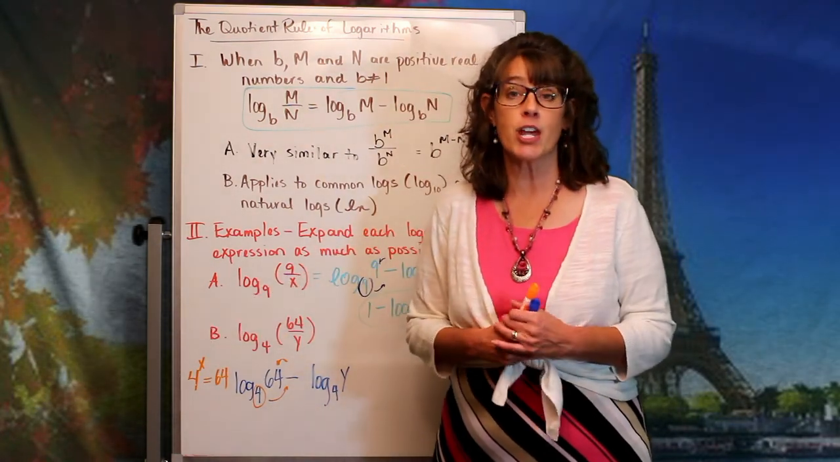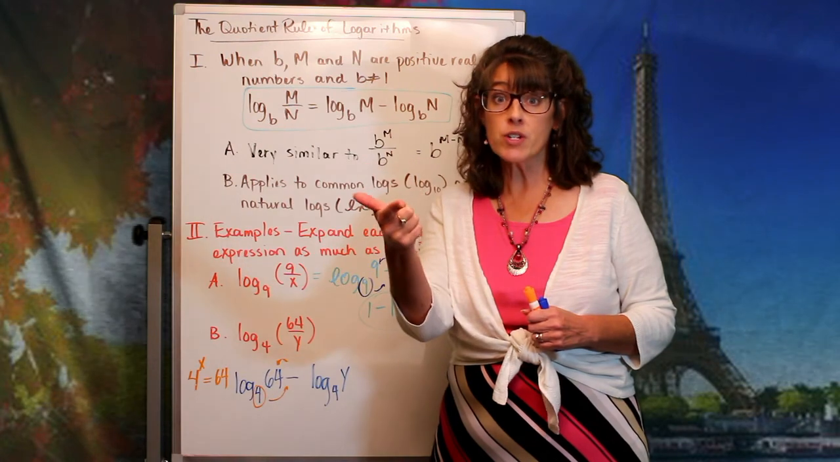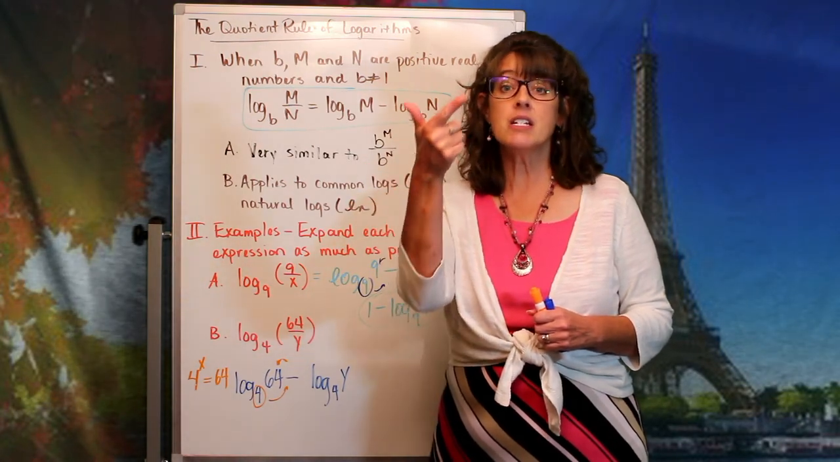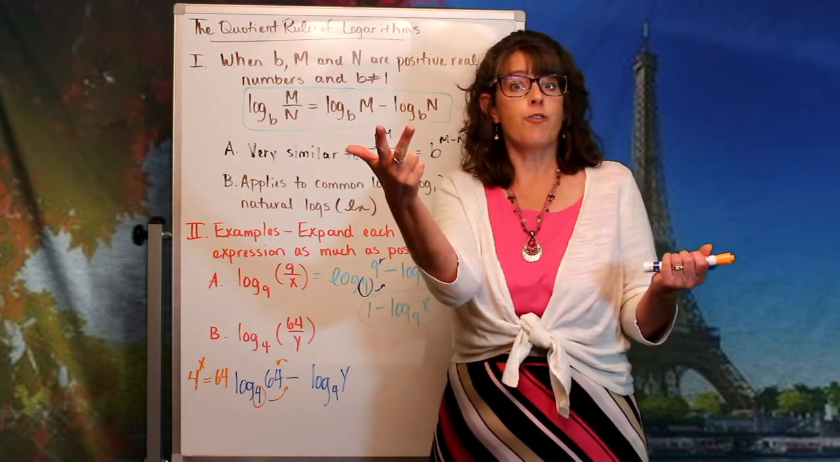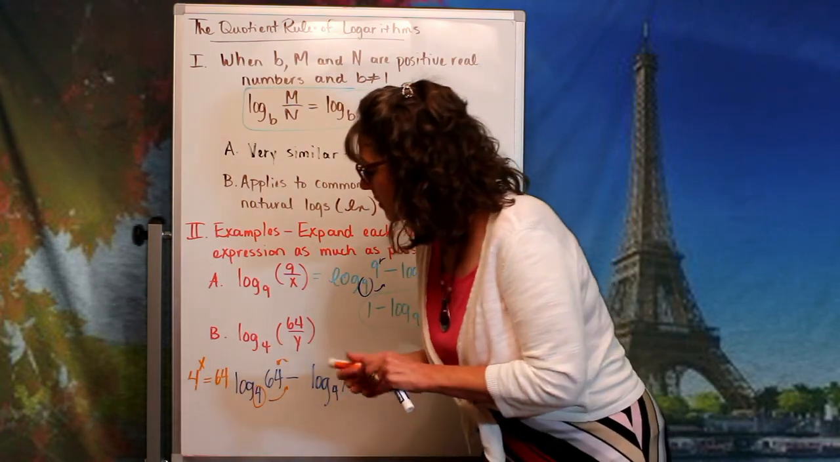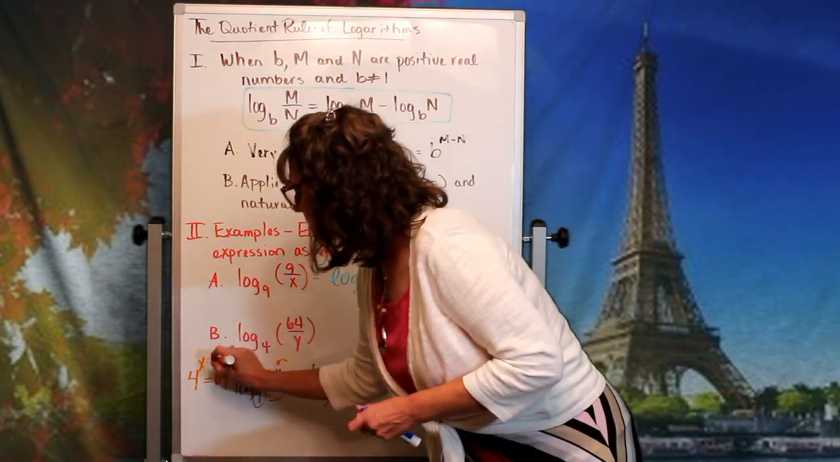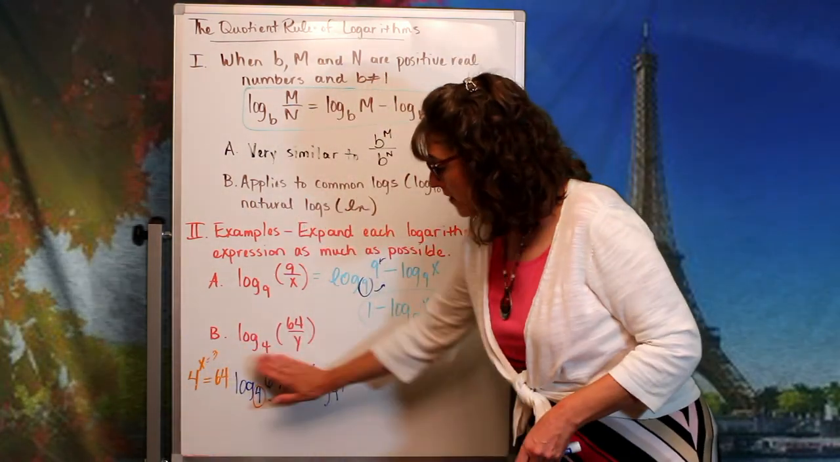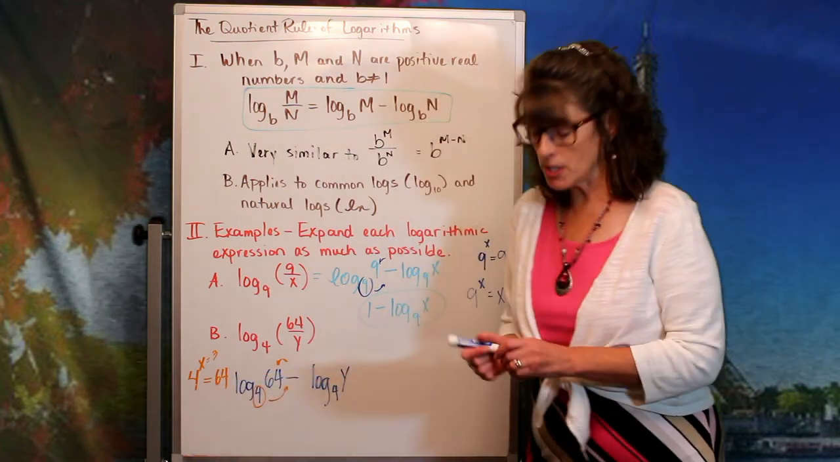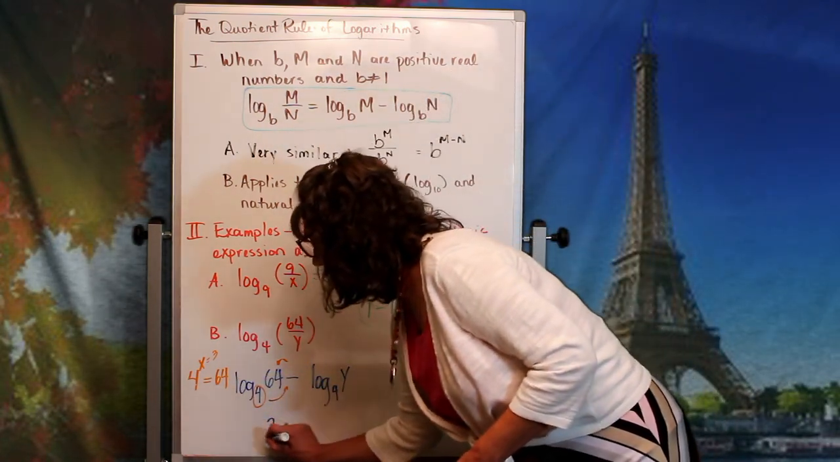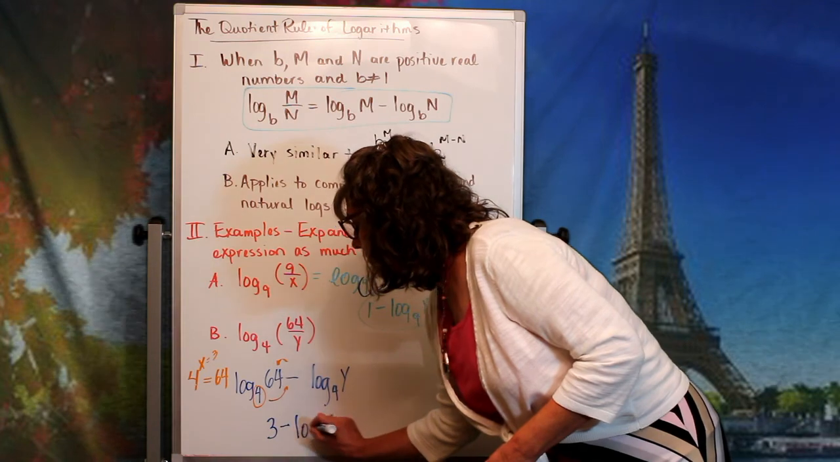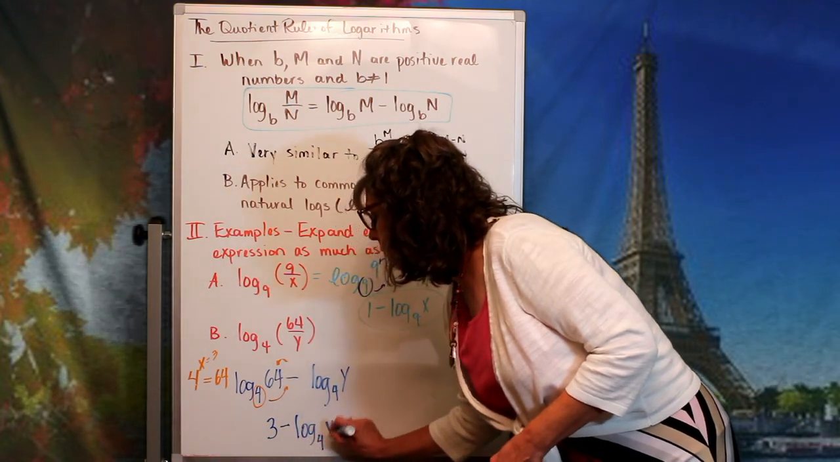Well, let's see if we can figure that out. 4 times 4 is 16. 16 times 4 is 64. So that means this exponent here is going to be a 3. So therefore, this can be evaluated or simplified as just a 3. So now I have 3 minus log base 4 of y.